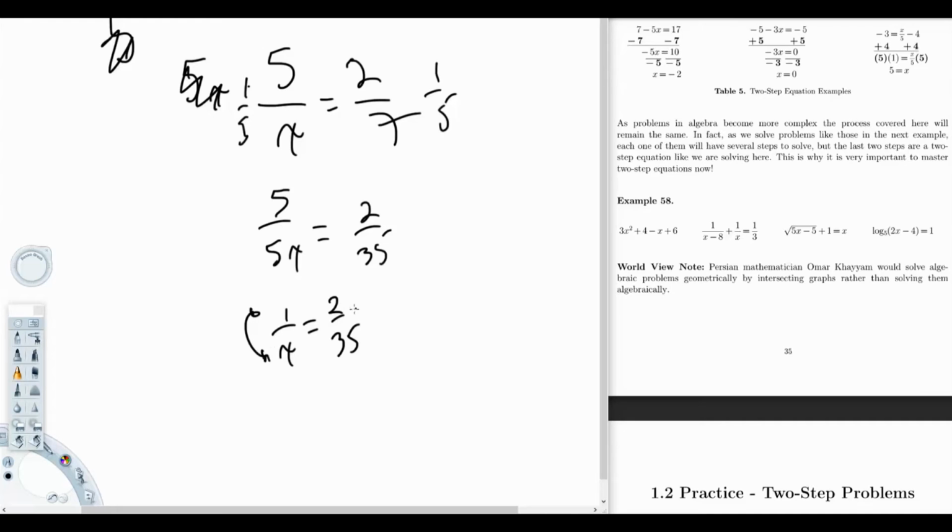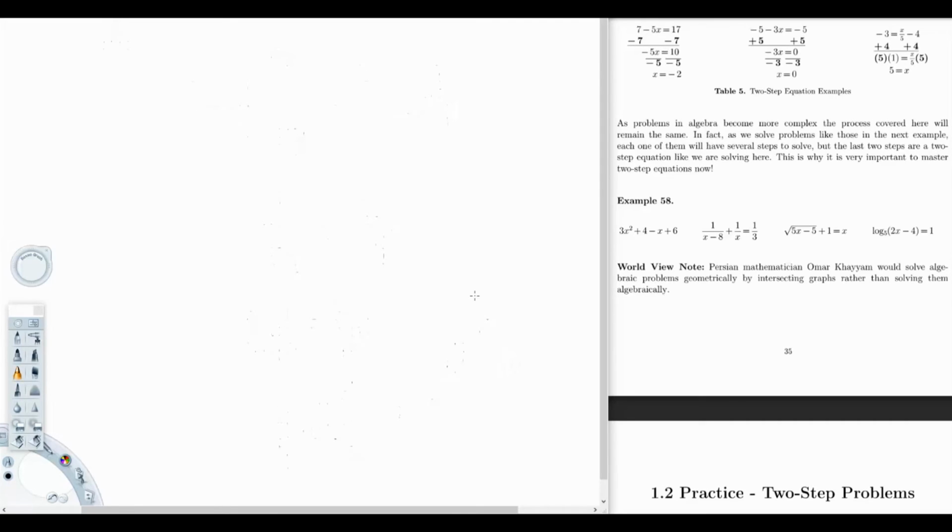We have to flip to get the answer, right? So that's x over 1 equals 35 over 2. Anything divided by 1 is the number, right? So x divided by 1 equals x equals 35 over 2. See how we got the same answer? Let's do it again. Let's do the same problem. I do that often, especially when I'm learning. I do the same problem 10 times.